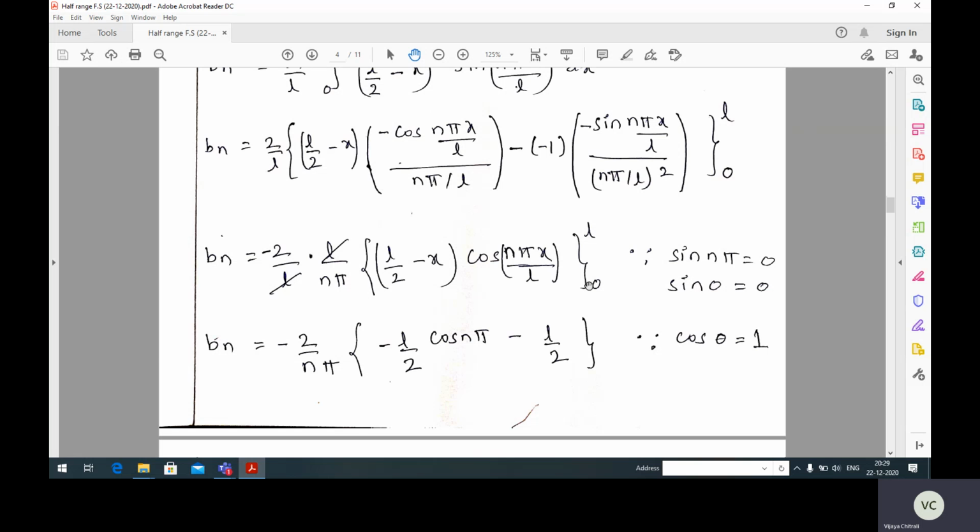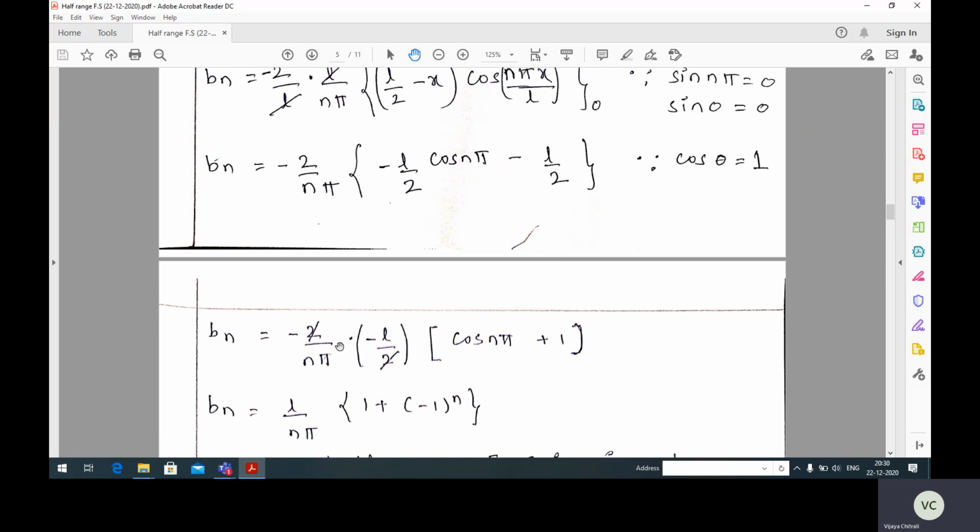Now what is left is this, substitute upper and lower limits. Both L get cancelled in the numerator and denominator, minus 2 divided by n pi. Substitute in place of x, L: L by 2 minus L. Take LCM and simplify, minus L by 2. And in place of x you substitute L, L gets cancelled, cos n pi, minus, in place of x you substitute 0, L by 2, and here you substitute 0, cos 0. Cos 0 is 1. 0 into L by 2 is L by 2.